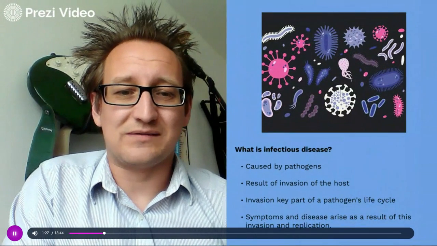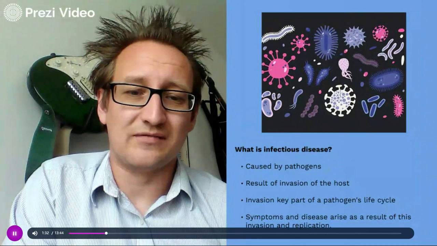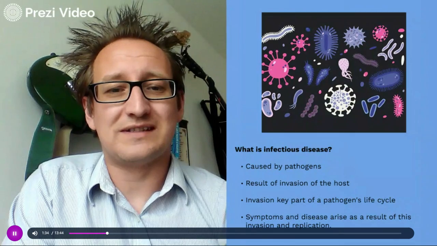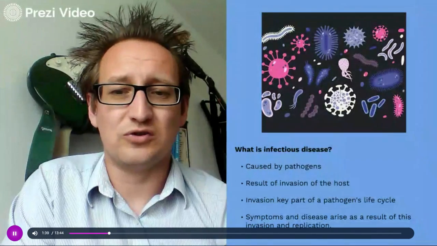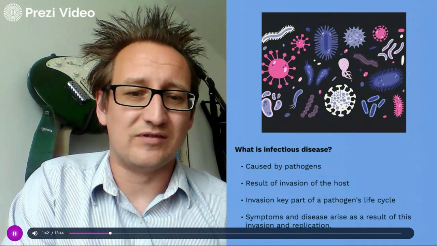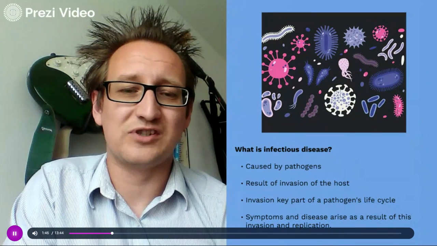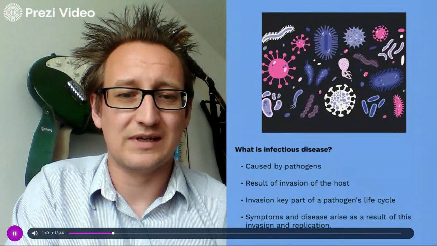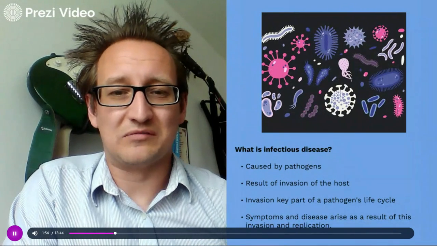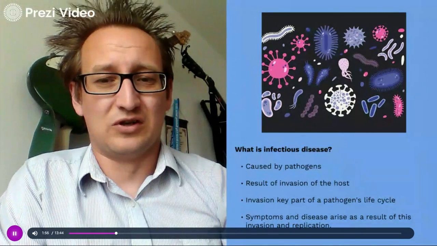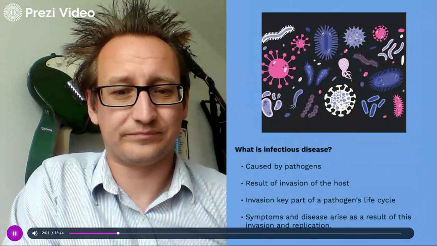Now, when we talk about infectious disease, what we mean by this is disease caused by pathogens as a result of invasion of the host. And infectious disease implies that the disease can be passed from person to person, so human to human, individual to individual. The invasion of the host is a key part of the pathogen's life cycle. So generally speaking, the pathogen needs that host in order to reproduce. That may be in terms of actually the reproductive process of building new pathogens. It may be to do with obtaining nutrition. We'll talk about some examples shortly.